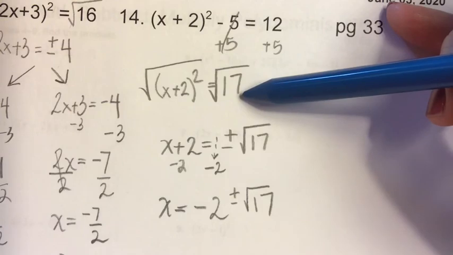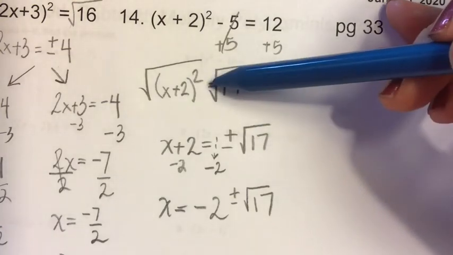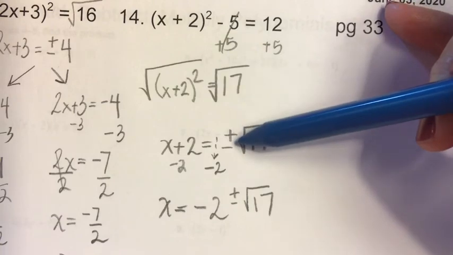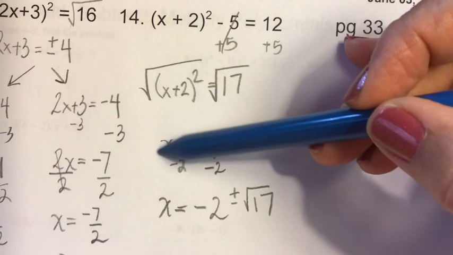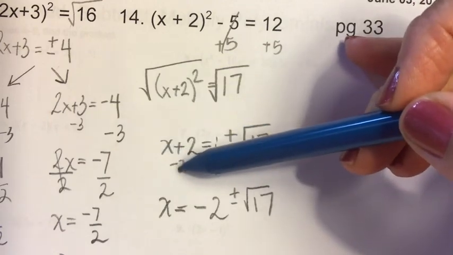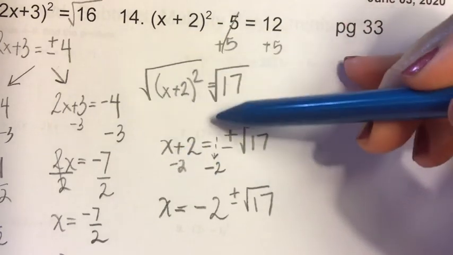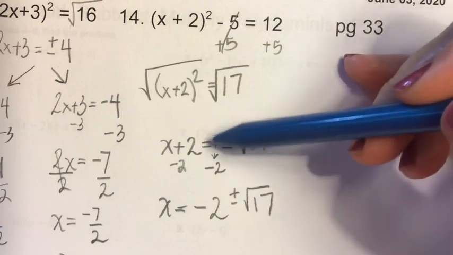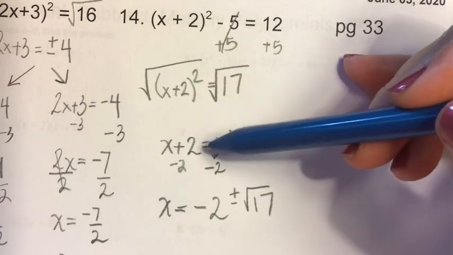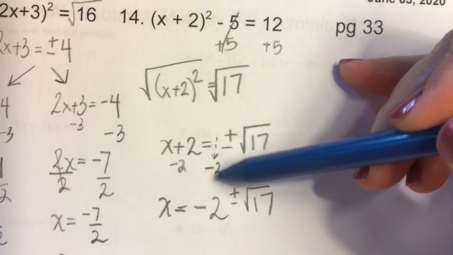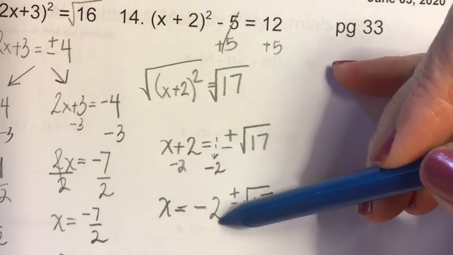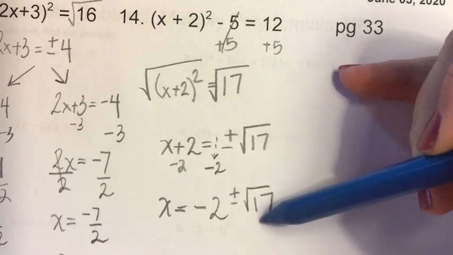The square root of 17 would be a decimal if I tried to take the square root of 17, so I left it. Don't forget your plus or minus. To finish, to solve, I need to find x. I need to get x alone. So I subtracted 2 from both sides. Notice this arrow I drew here. This is where you should subtract 2 from, so that your final answer looks like x equals negative 2 plus or minus the square root of 17.